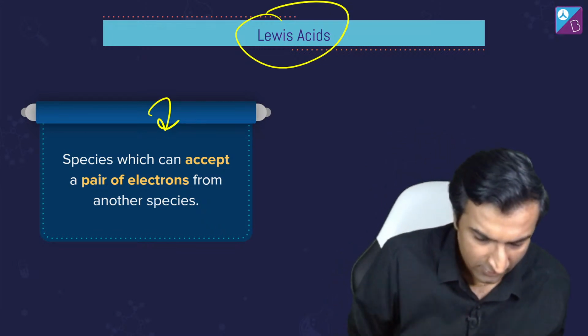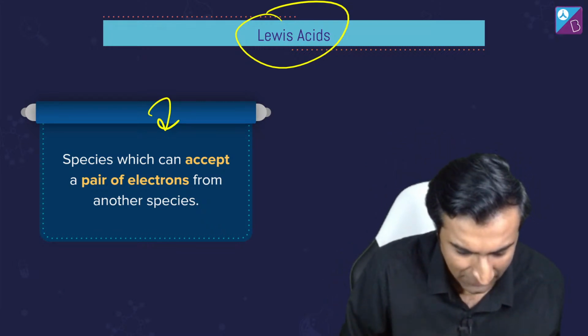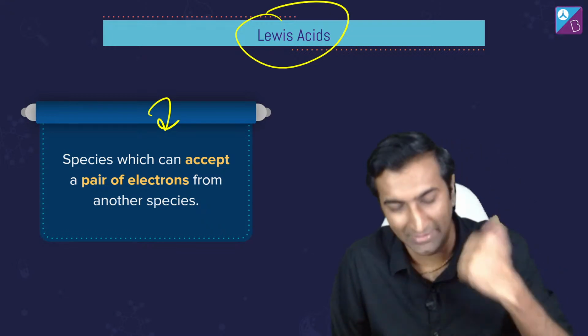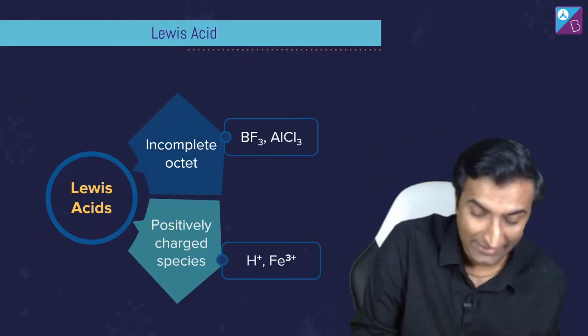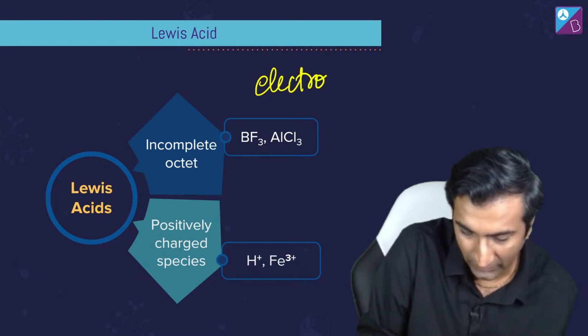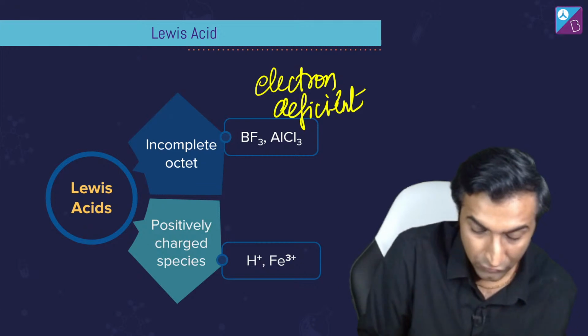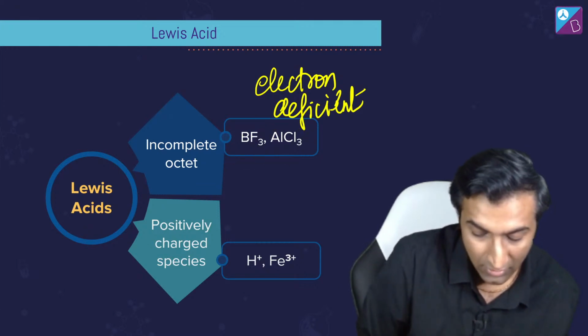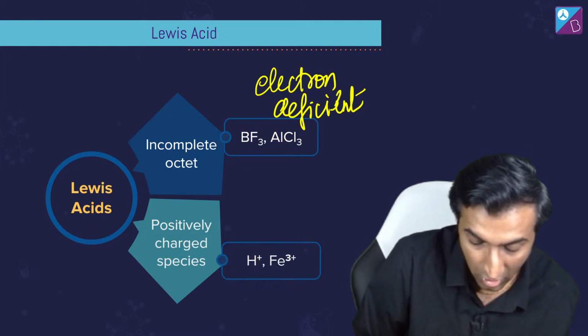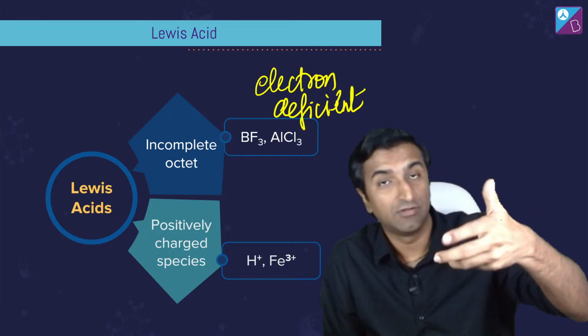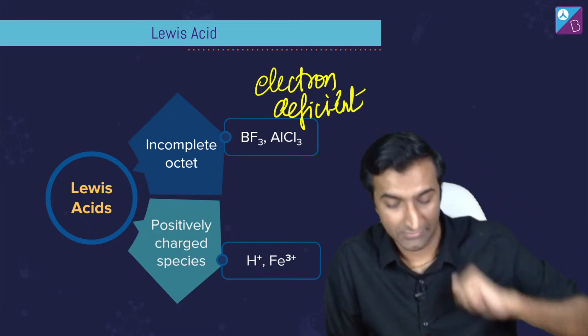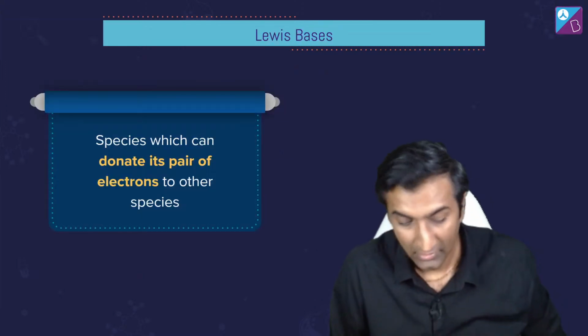Okay, same idea. Wait, hold on. Hey, accept electrons. Oh yeah, sure, absolutely. Accept electron. Yeah, cool. So it is electron deficient. Let me put it this way. It is electron deficient and it wants electrons. So BF3, AlCl3 or H plus and Fe3 plus. All of these are electron deficient. Hence they are good acids, strong acids, Lewis acids.